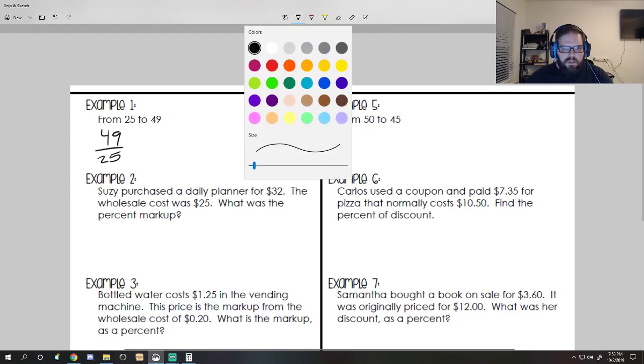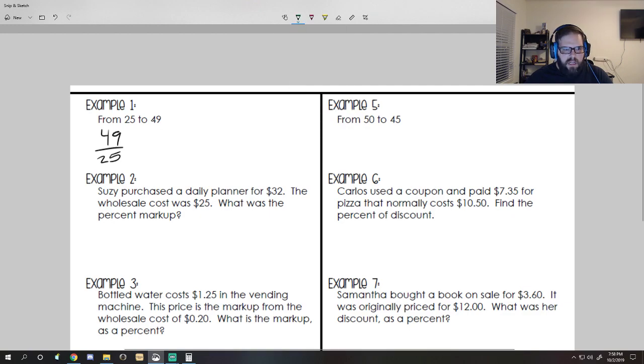So I take 49 over 25, which is the amount of change over the original amount, and I just divide that. On my handy dandy calculator, I have 49 divided by 25. That equals 1.96. And what I'm thinking about is my 1 is my original price, right?